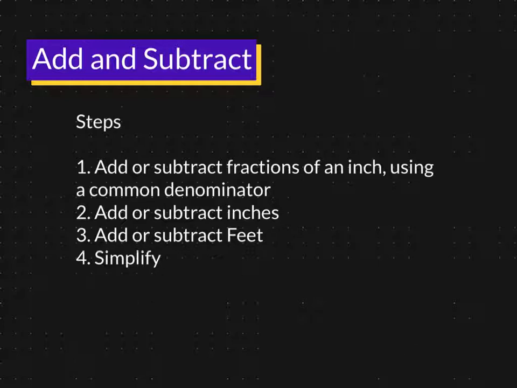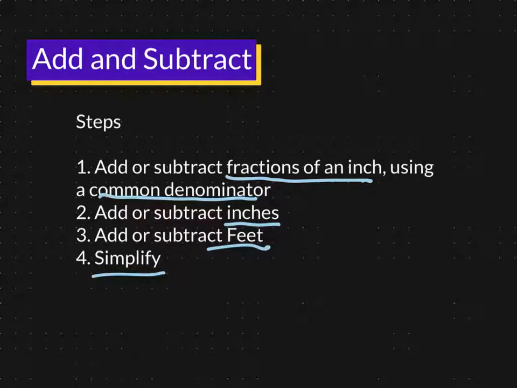First, you're going to add or subtract the fractions of an inch using a common denominator. So don't forget, you have to have a common denominator to add or subtract fractions. After you do the fractions of an inch, you're going to add or subtract the inches. Then add or subtract the feet. And finally, simplify the answer.